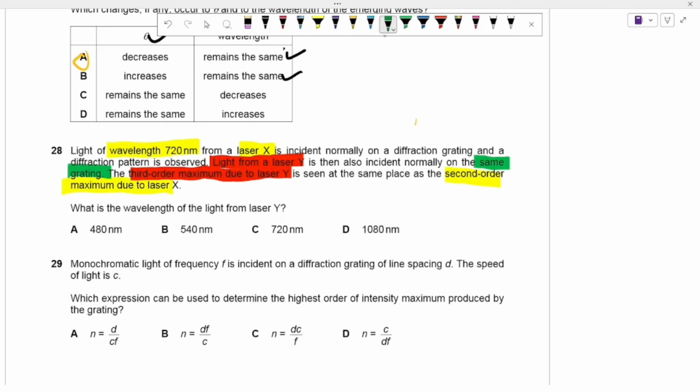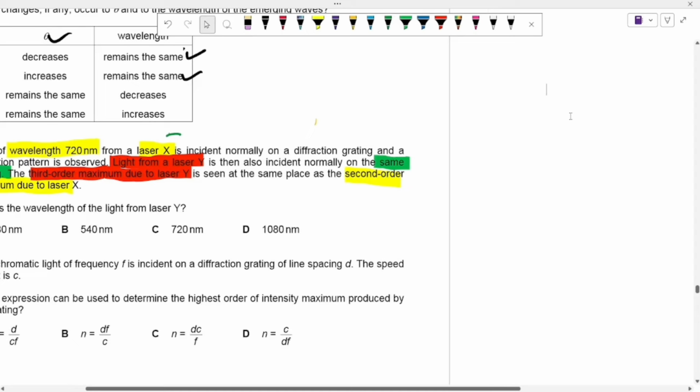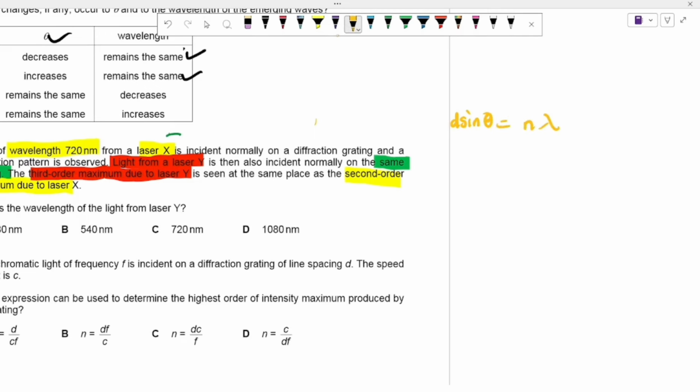So let's first start with X, and let's get to it. Let's enjoy some physics. If you start with X, I know that for a diffraction grating, d sine theta is equal to n lambda. Physics is very interesting, guys. Then if you go to laser Y, we're still going to have the same relation: d sine theta is equal to n lambda. We don't know d, and we don't need to know. Sine theta, we don't know, and we don't need to know.